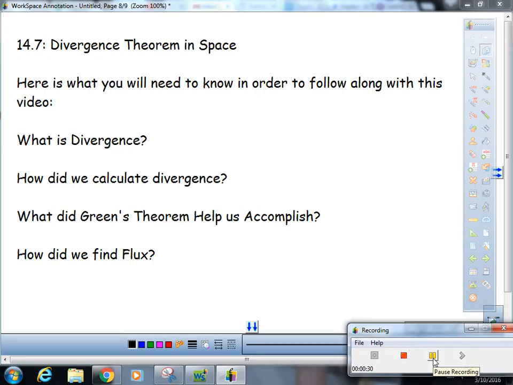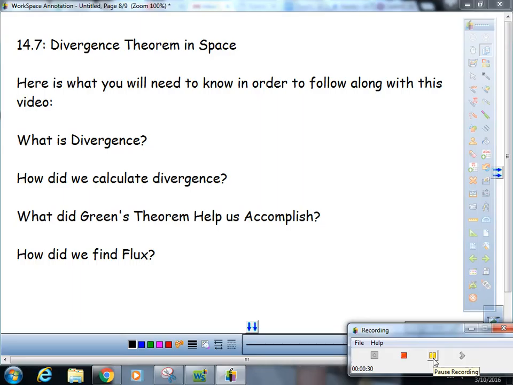Divergence dealt with force fields. We are talking today about 3-dimensional force fields. The divergence was a measure of how the magnitude of these vectors were changing in different places throughout the force field. Does that make sense?